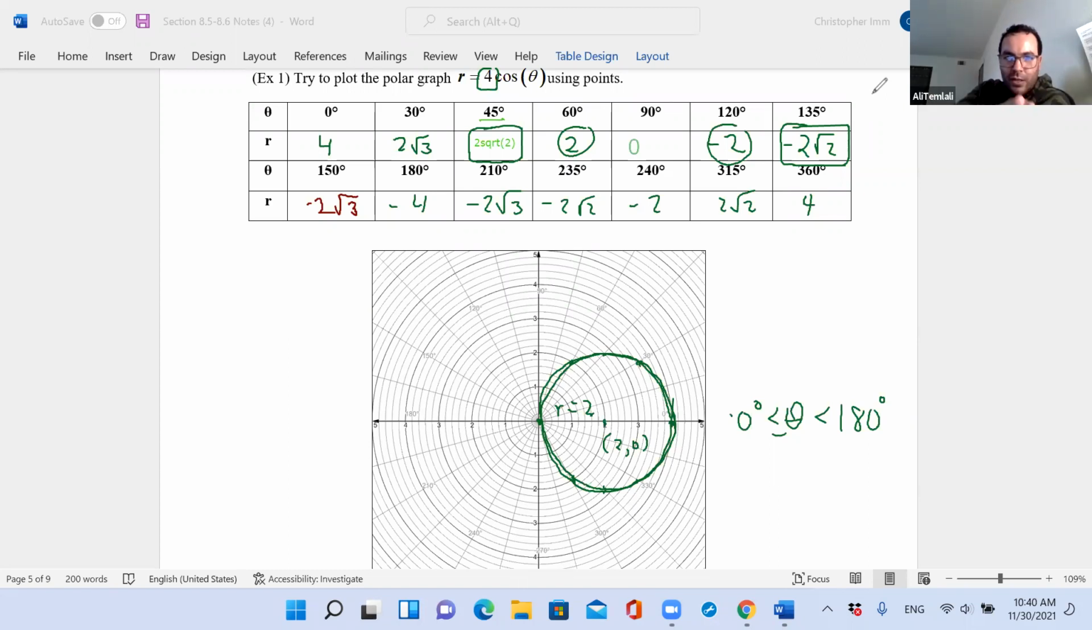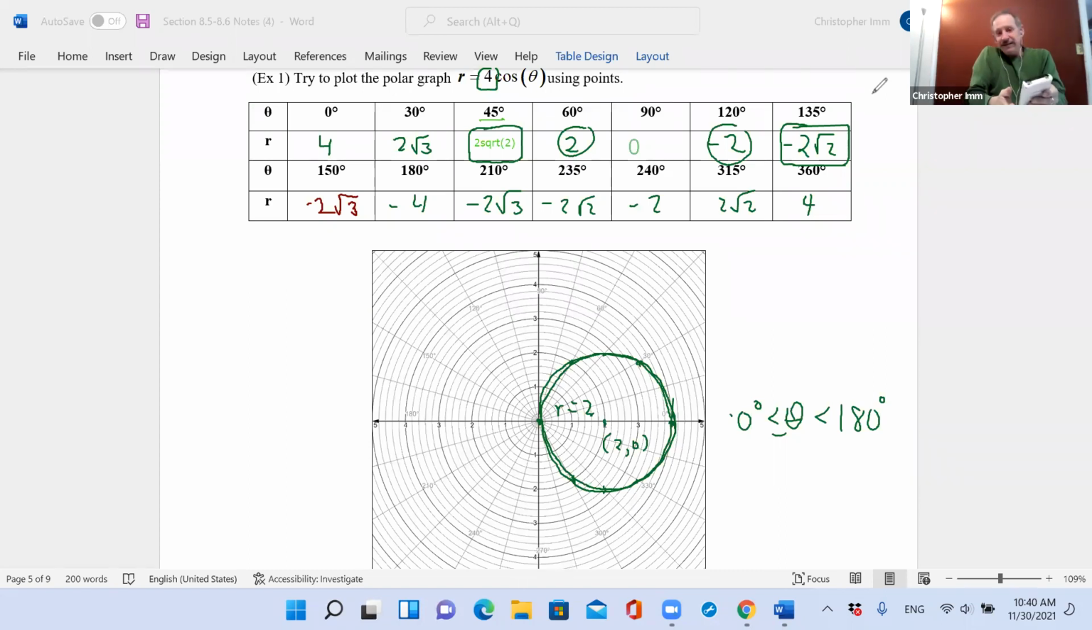So here we have r equals 4 cosine theta. Is 4 the diameter of this circle? It sure seems like it, doesn't it? So we could experiment around, couldn't we? Let's see what happens here.